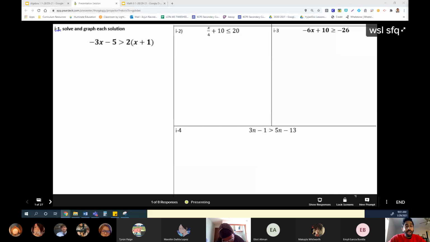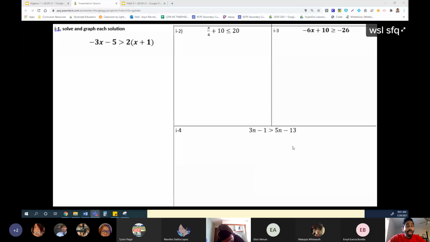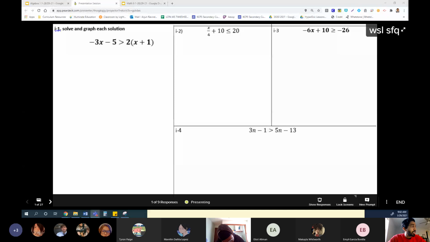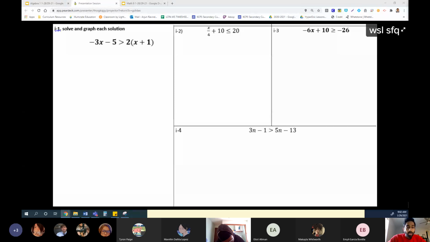It says solve and graph each inequality. That is the task here. Ask questions. You have about 15 minutes to do these 4 problems. So please ask questions if you need to, but make sure you're on task. Thank you.